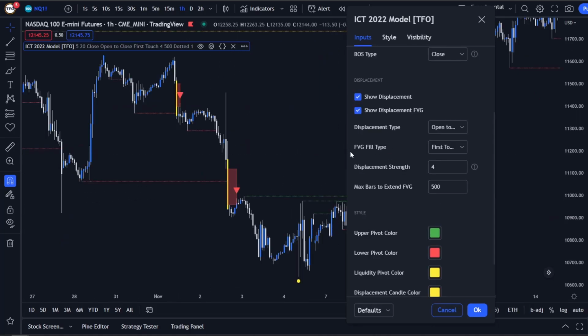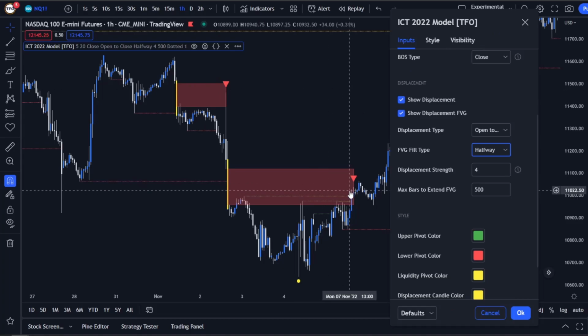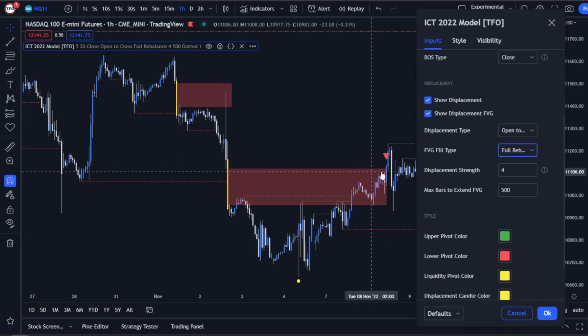And you can also adjust this FVG fill type. Currently these arrows are appearing when price reaches into this FVG at all, but you could be more specific with how you want it to rebalance. So we could say, we want it to reach halfway into the fair value gap, so this arrow should move here. And same with this one, you don't get an arrow until price reaches halfway into that fair value gap, or you could also wait for a full rebalance, which would obviously come much later.